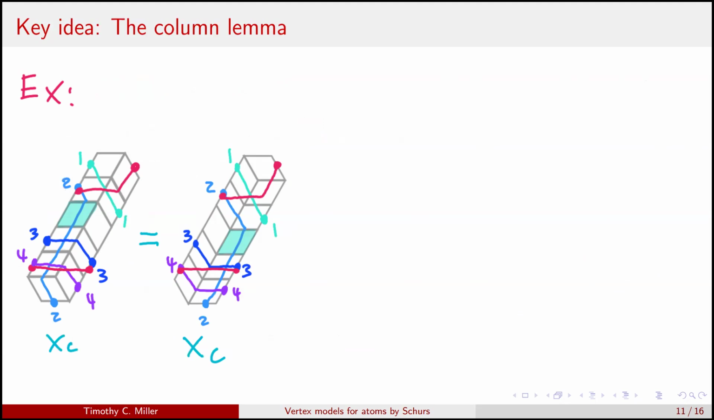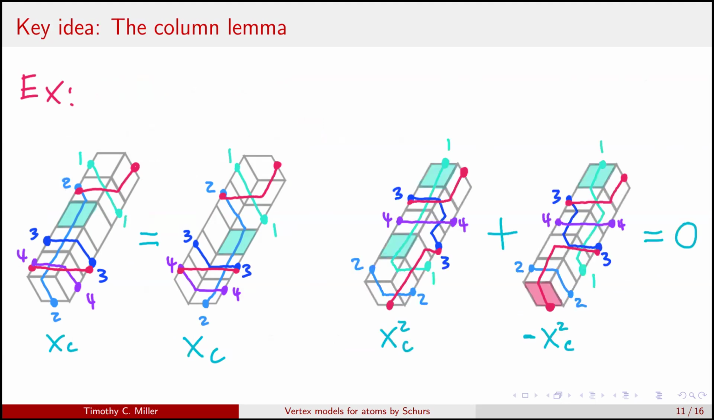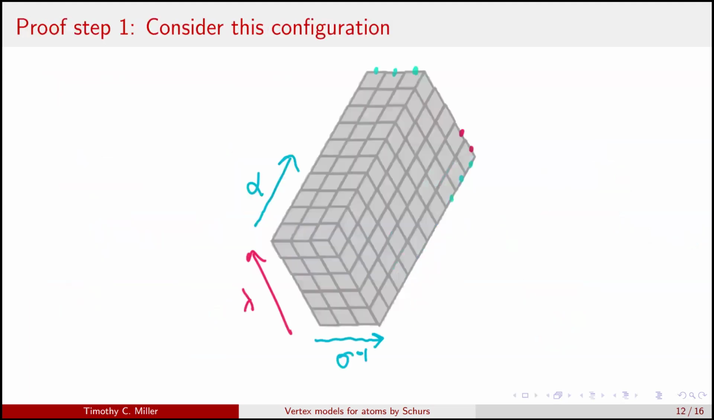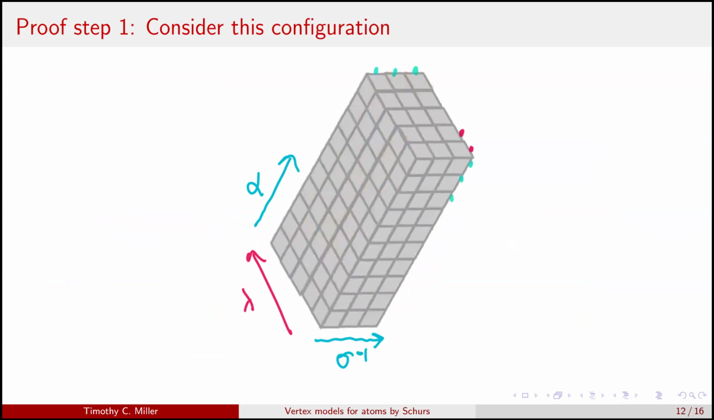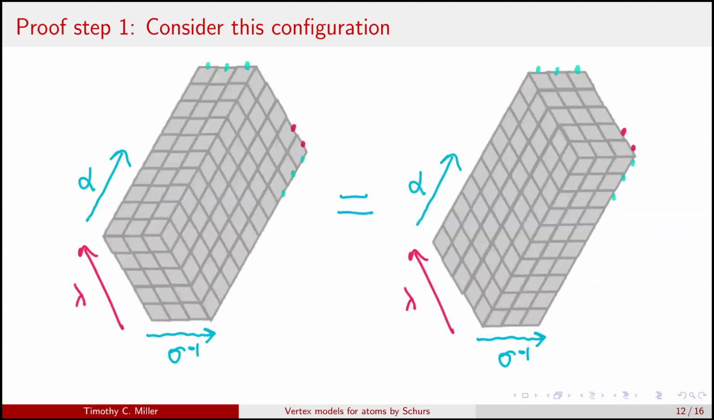They both have weight XC, but more interesting things can happen. These two will cancel. You have XC squared and negative XC squared. And that will equal 0 and there's no way to fill in the right-hand side. And then the main idea of the proof is that you just start with this configuration, and then we can apply our column lemma and flip this, and then flip that, and then flip that, and then flip this. Right. And then, okay, so what that shows is that these two things are equivalent.